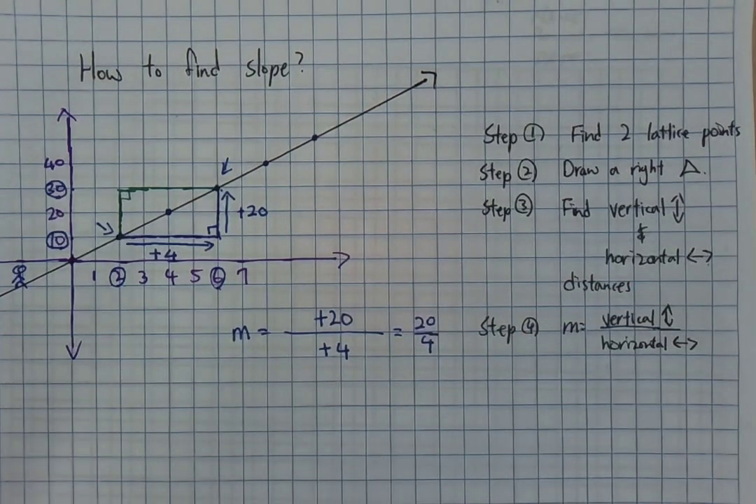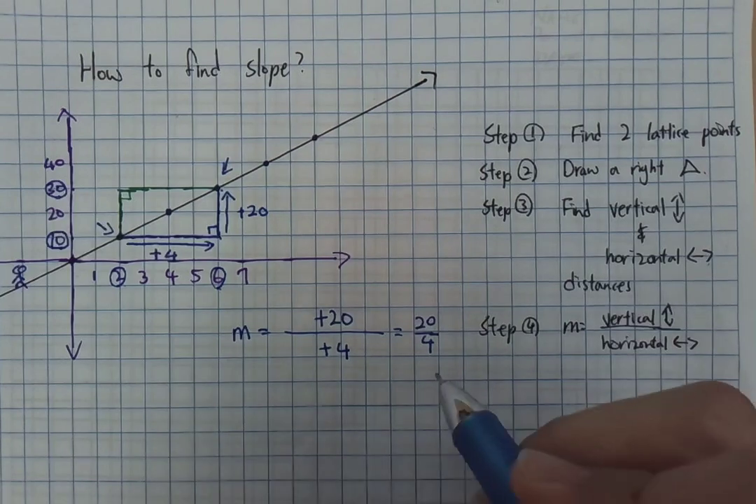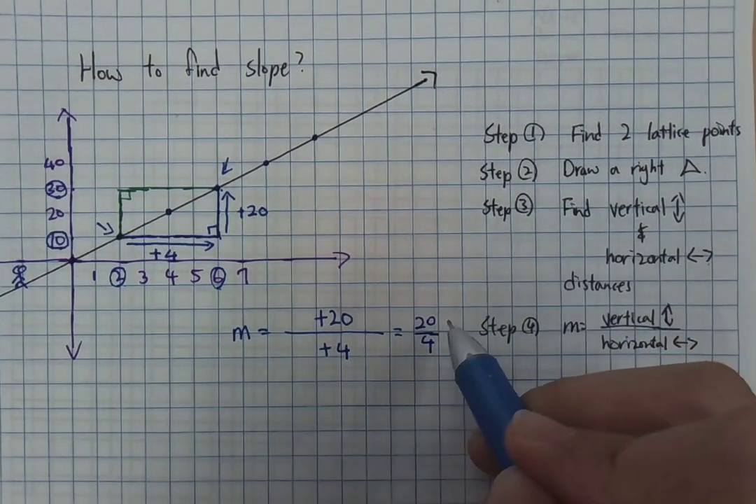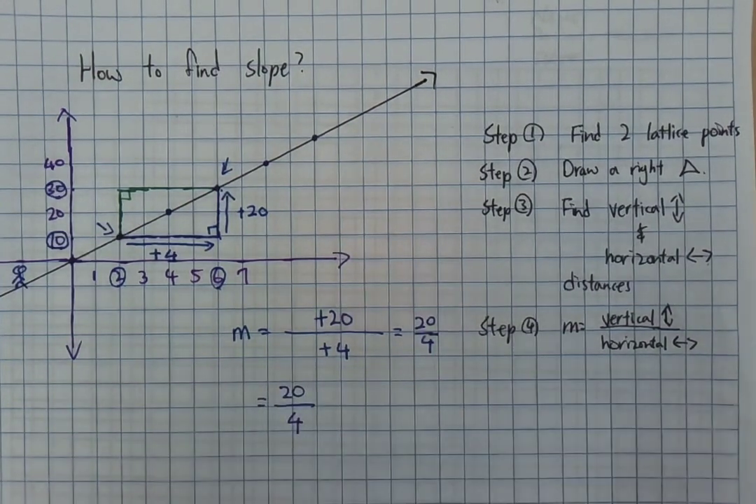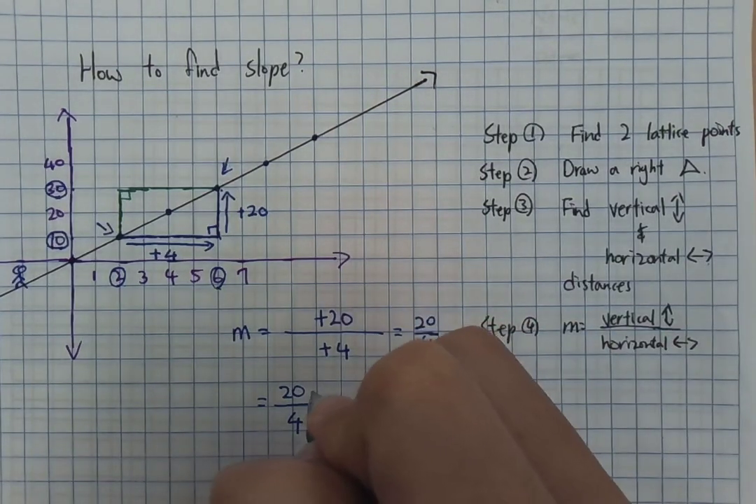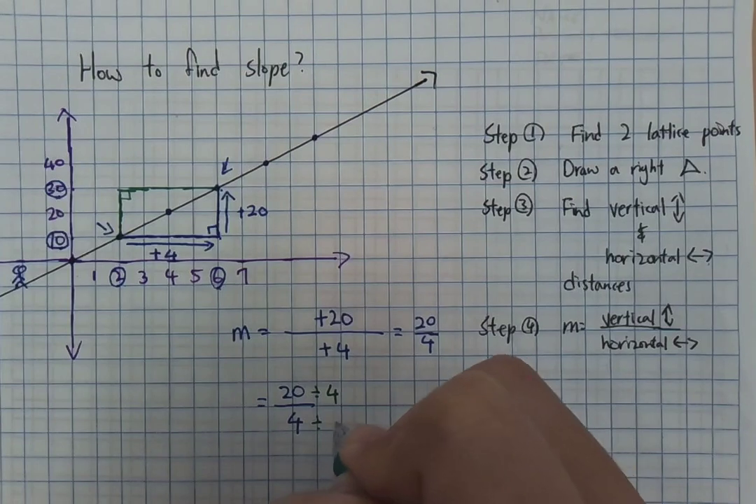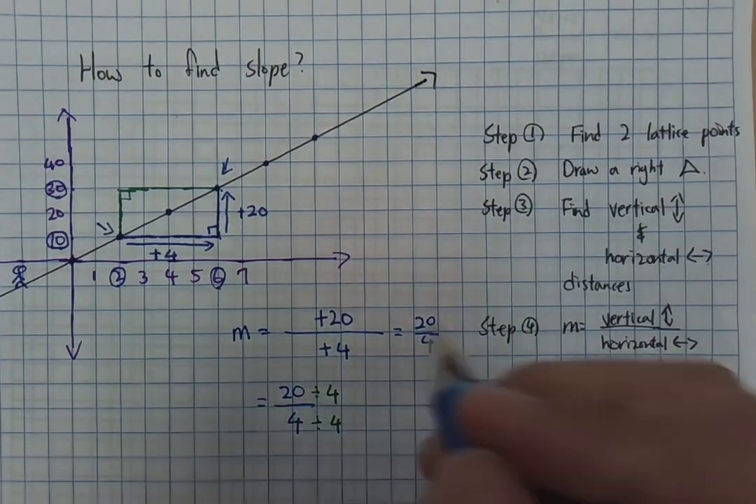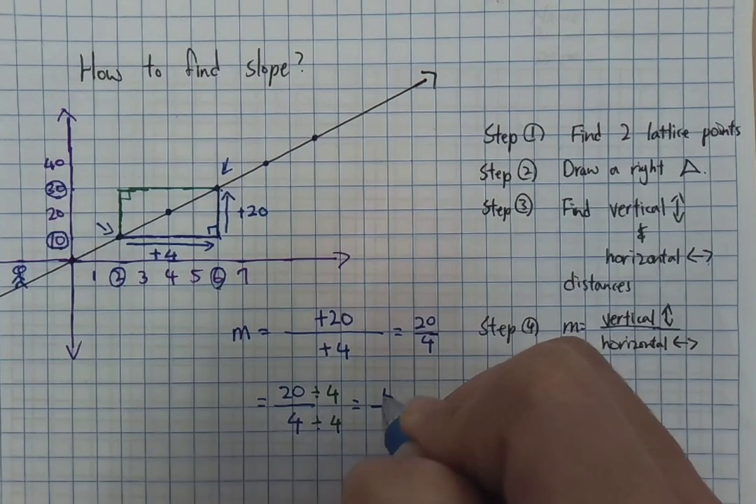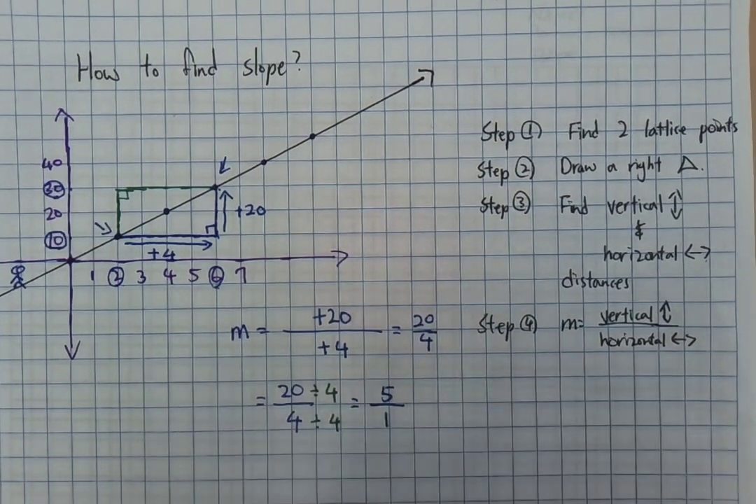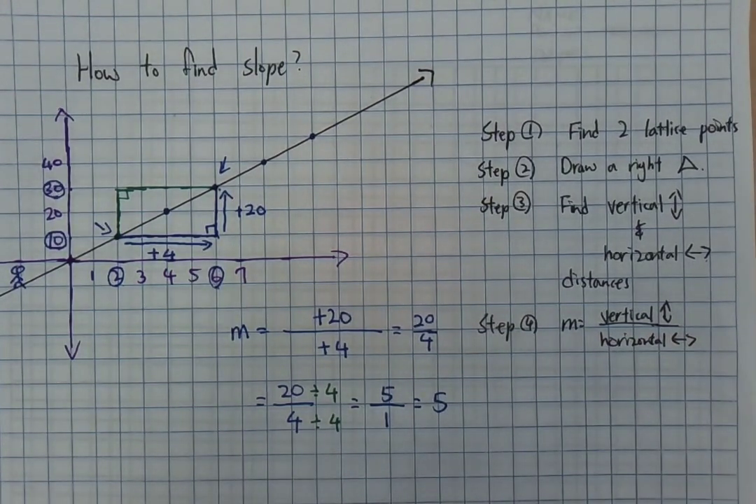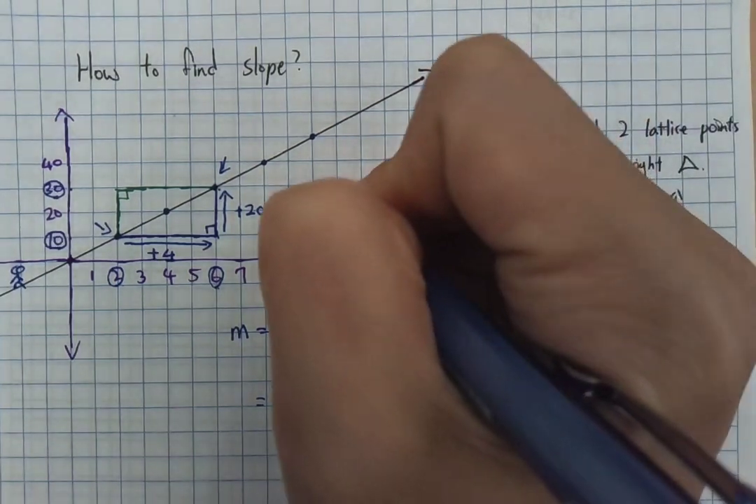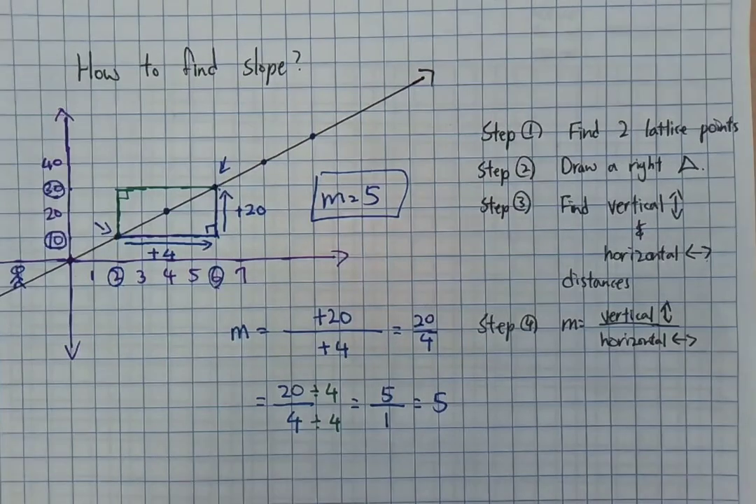Now, if you leave it here, okay, good. But if you want to go one step further, look at the numbers. We have 20 on top, 4 on the bottom. I know I can divide both top and bottom by 4. 20 divided by 4 is 5. 4 divided by 4 is 1. And I also know that any number divided by 1 is the same, so that is 5. So what is the slope for this line? The slope is positive 5, right? So there you have it. That's how you find slope.